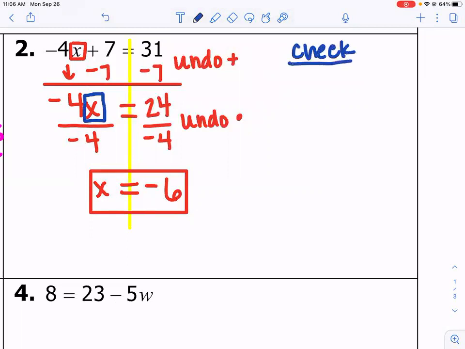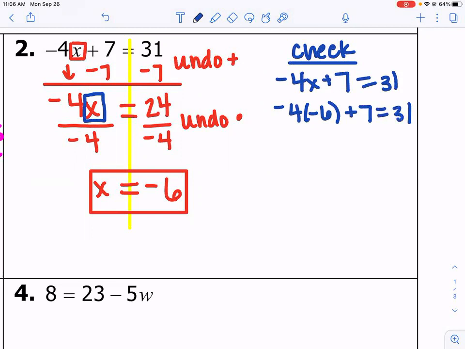Do we feel okay about our negative 6? Yes. Let's check. Hopefully we're right. Negative 4x plus 7 equals 31. So if x is negative 6, when I substitute that in, I'm going to substitute it in parentheses. Okay. And now we have to do our order of operations. So negative 4 times negative 6 is a positive 24. Oh my goodness, this is so great. I love getting right answers, don't you?